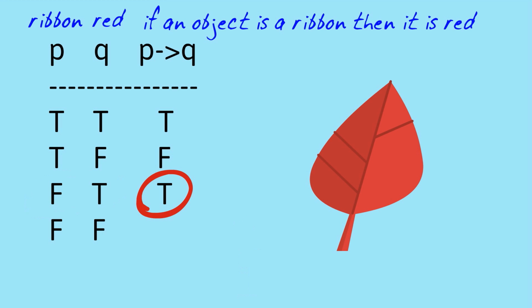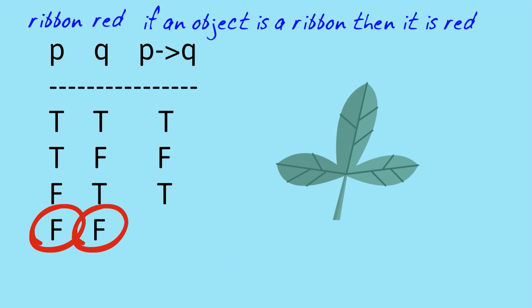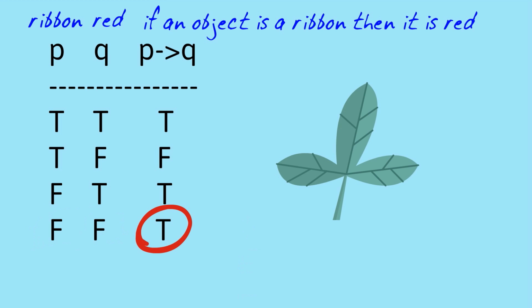And similarly, let's say we come across a green leaf. So this is a leaf, so it's not a ribbon. So P is false and it's not red. So Q is false. And once again, this does not disprove the statement that ribbon implies red. And so we would put true there. So we've finished our first truth table.